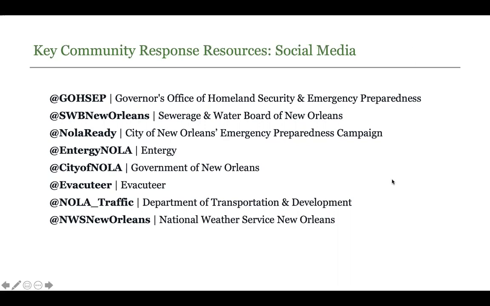Sewage and Water Board, I do like to follow what they have going on, but there's a lot of nuance in history with SWB. So that's actually something you have to consider when you're following these agencies, and think about community trust building, things like that. NOLA Ready, this is part of GOSEP. So again, a very highly valid source.